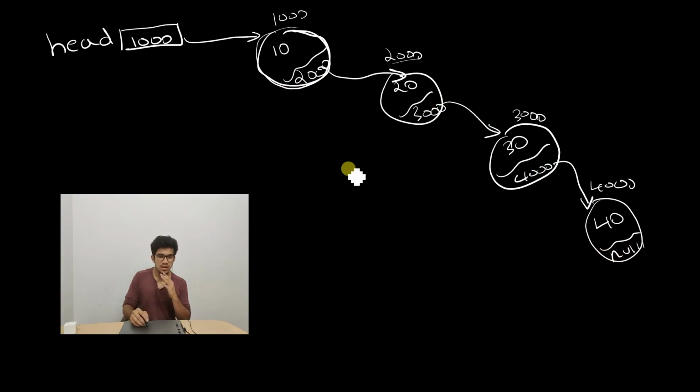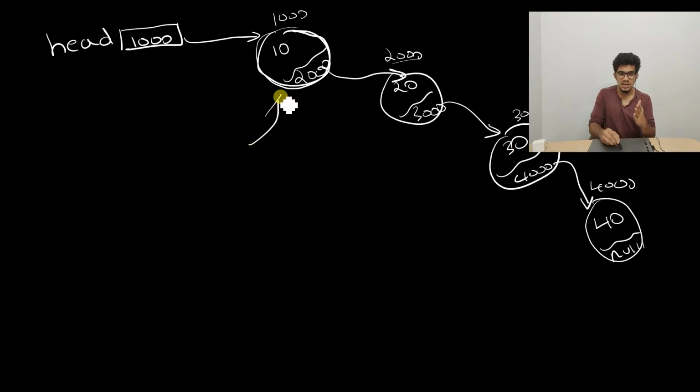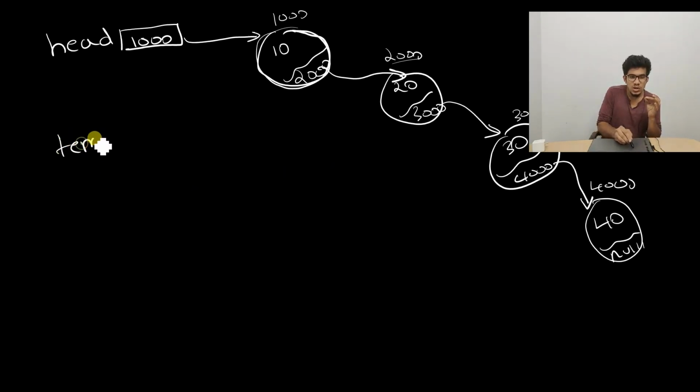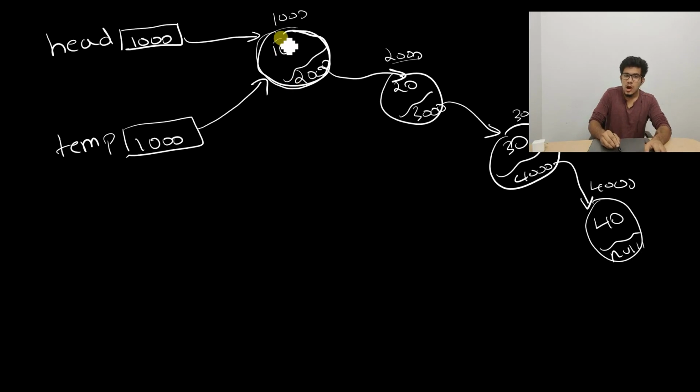Now first I have to traverse through this list. If I want to travel, I need a pointer, so I have to create a new pointer. I can't use the head pointer; that practice is wrong. The head should always be pointing to the first node. So I create a new variable called temp, and the head value is given to temp, which means temp is also pointing to this node. Now if temp is pointing to this, how do I print 10? That is temp.data.